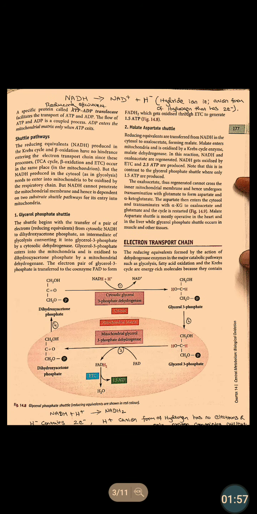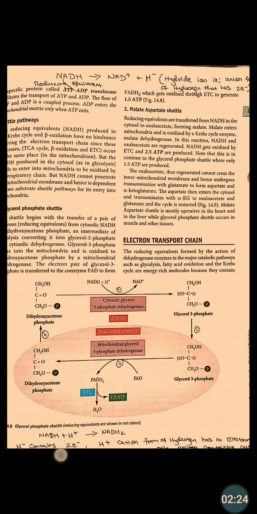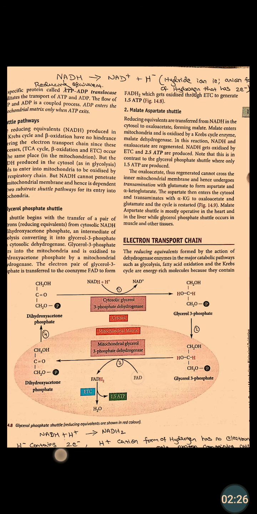Okay, so this shuttle is called the glycerol phosphate shuttle. This is to transport the NADH2 which is present in the cytosol, produced in glycolysis, to enter inside the mitochondrial matrix to take part in the electron transport chain. So this NADH2 donates the reducing equivalents to dihydroxyacetone phosphate to form glycerol 3-phosphate. This glycerol 3-phosphate is now capable of entering the mitochondrial matrix and donates the reducing equivalents back to FAD, instead of NAD inside the matrix. So here FADH2 is formed instead of NADH2.